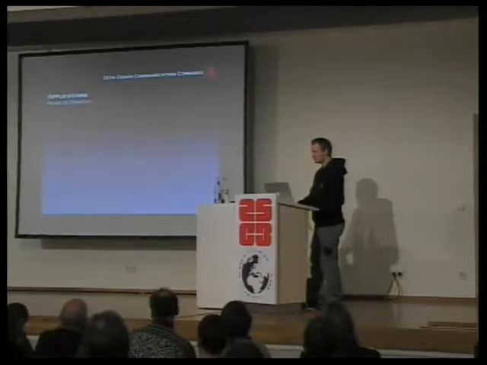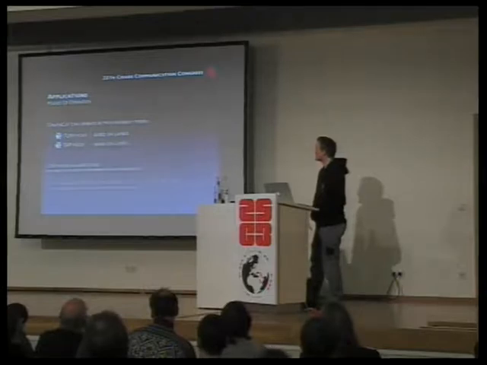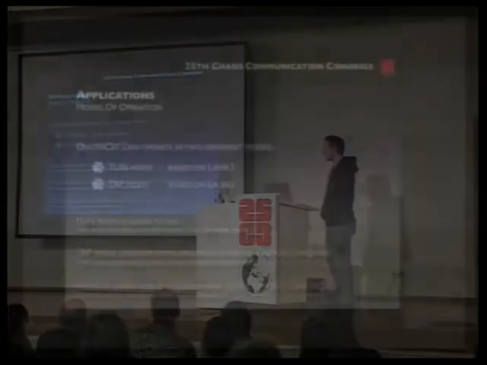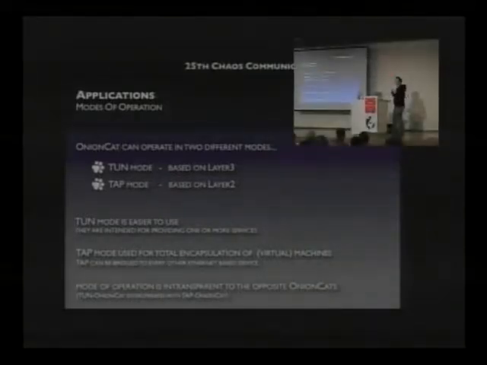Yeah, the modes of operation. We got two modes of operation. The first mode of operation is the TUN mode. It's based on layer 3. And the second is the TAP mode, based on layer 2. The TUN mode is easier to use and intended for providing one or more services, but just on one machine. So there's no routing capability. You just have services on your machine, and onioncat connects the services into the Tor network and into the hidden services. The TAP mode is used for the total encapsulation of virtual machines.